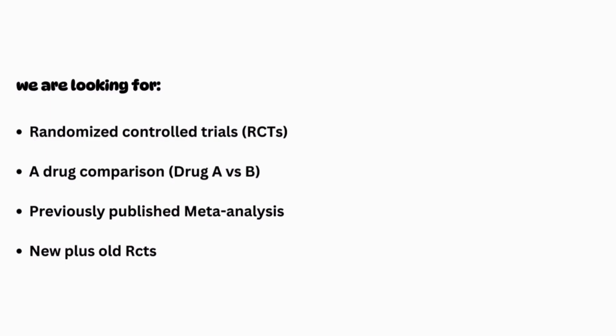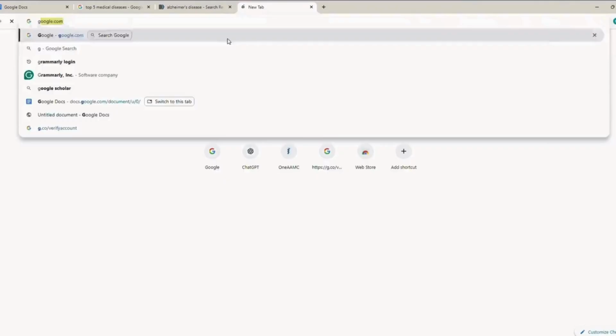So that's what you're looking for. In a nutshell, you're looking for RCTs, you're looking for drug comparison, and you want to see how many previous metas are already published, and once they are published, do you have new RCTs now? So now I will go to my screen and I will show you how I look for these things.